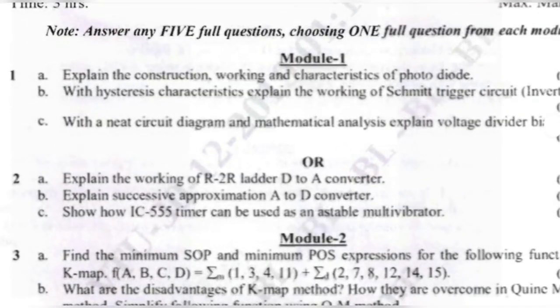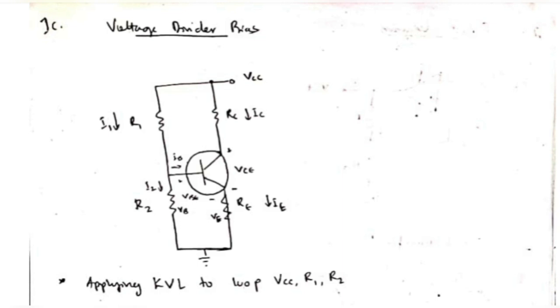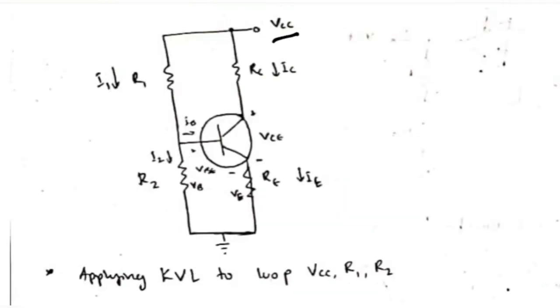Coming to the next question, they have asked us to explain the voltage divider bias circuit with a neat circuit diagram and mathematical analysis. So we have to make a diagram and write the equations for it. This is the circuit diagram. Start from here, this is VCC, and the current is divided into two sections. The first one is for RC and the second is for R1. When this current flows here, it further gets divided into IB and I2.